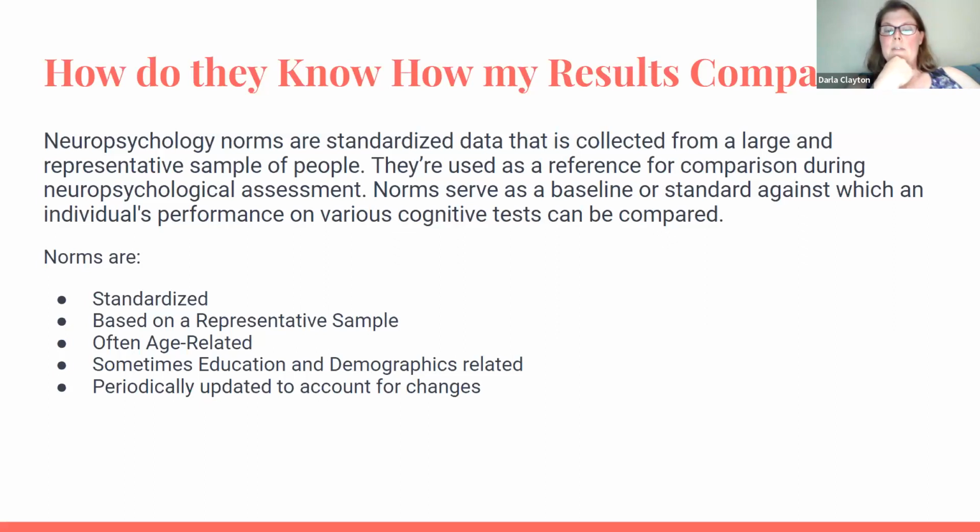They're based on a representative sample, so ideally they're looking at people that represent the population in terms of ethnicity and race and gender and age. They do often, as I mentioned, separate out by age, which makes sense. For instance, someone who's maybe 70 to 80 years old probably is going to have a different memory ability than someone who's 20 to 30 years old. So it is important to break out by age, and then they sometimes break out based on education and other demographics. Norms are periodically updated just to keep them fresh because the population is always changing, right?